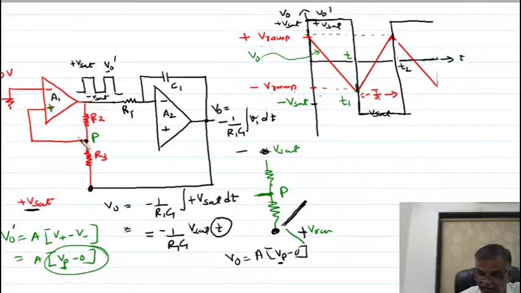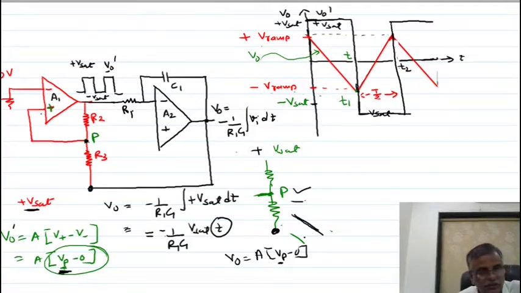So initially this has what potential? Initially what potential does this have at this point? Plus, we said. What is the potential here? You are getting minus, a negative going ramp, so it continuously decreases. So this potential is changing. When this potential becomes slightly less than zero, immediately the output will be negative. You know comparator. Output will be negative, so output negative, this is a minus sign.